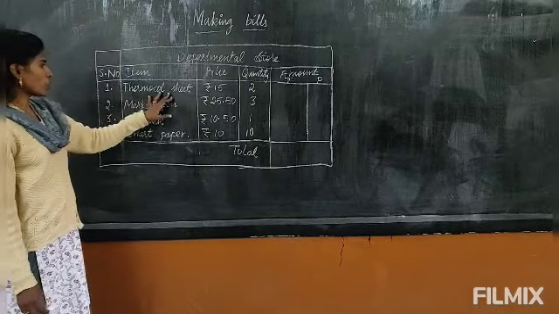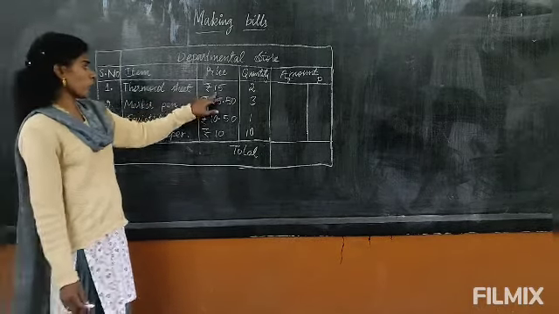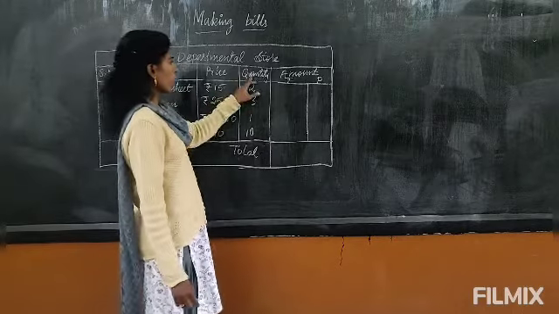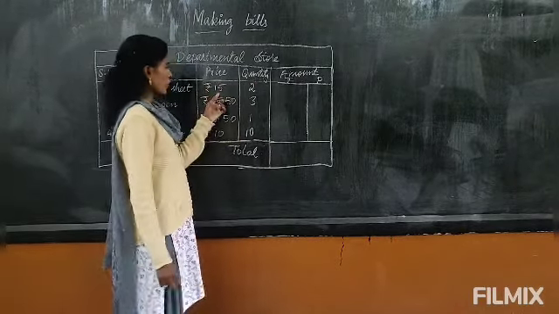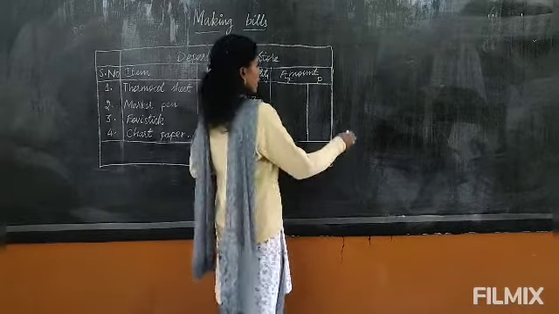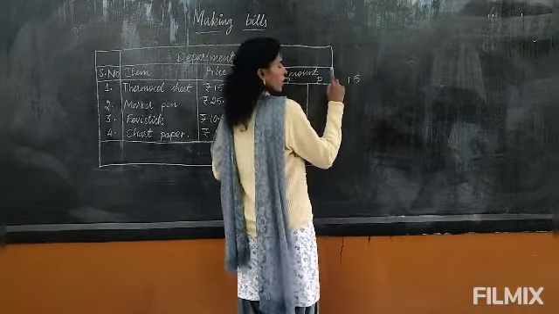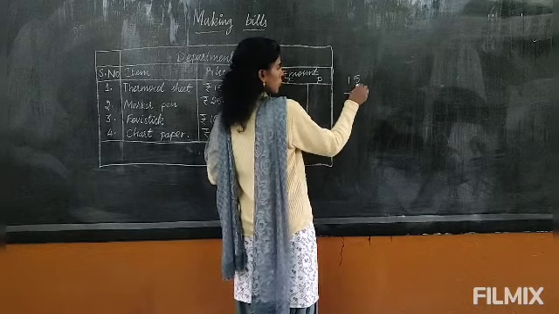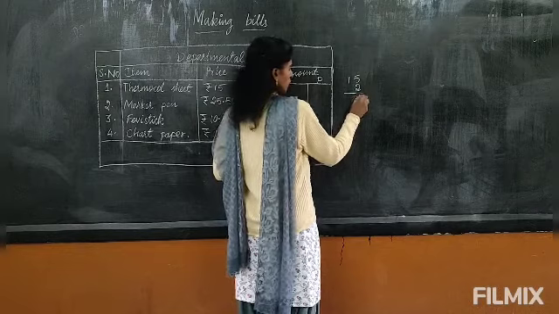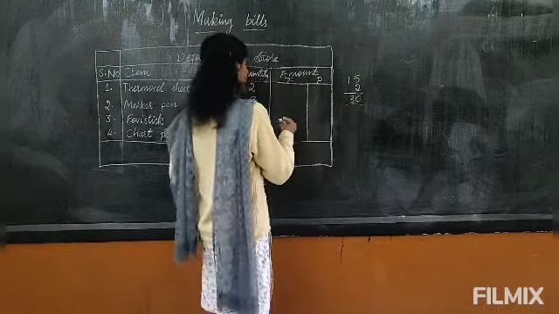So we are buying thermocol sheet. One thermocol sheet is 15 rupees. Now we are buying two thermocol sheets. Now what is the amount you have to find? This multiplying we can do in the rough. One thermocol sheet is 15, so 2 we are buying, so you have to multiply by 2. If you multiply, you will get 30. So this is 30 rupees.